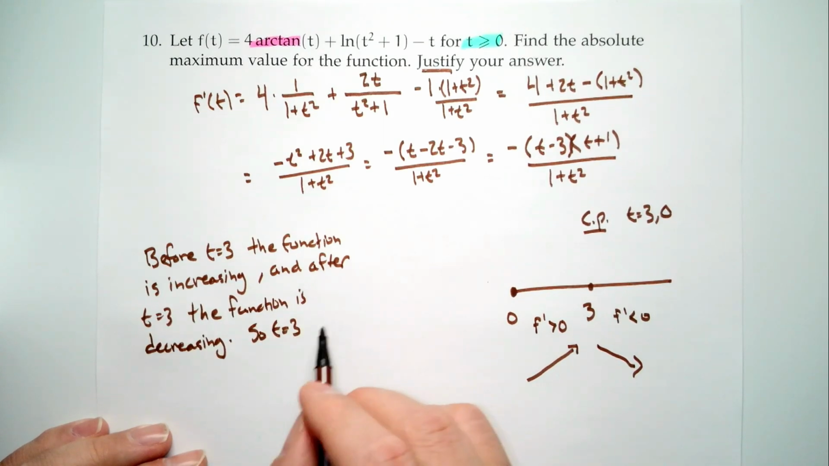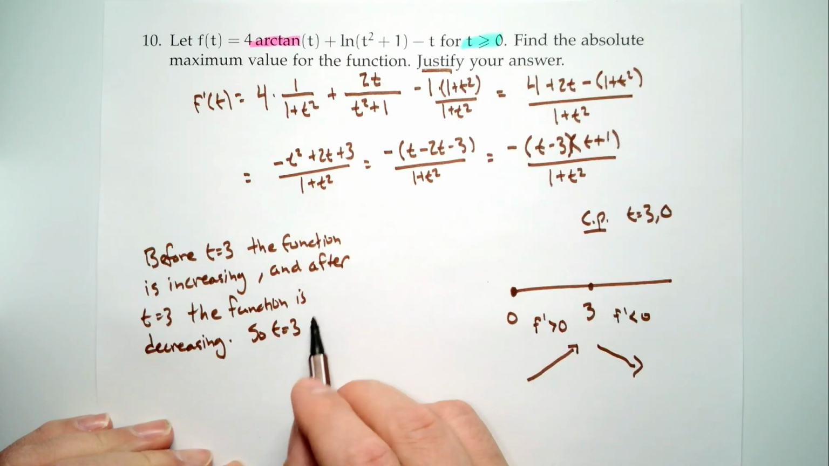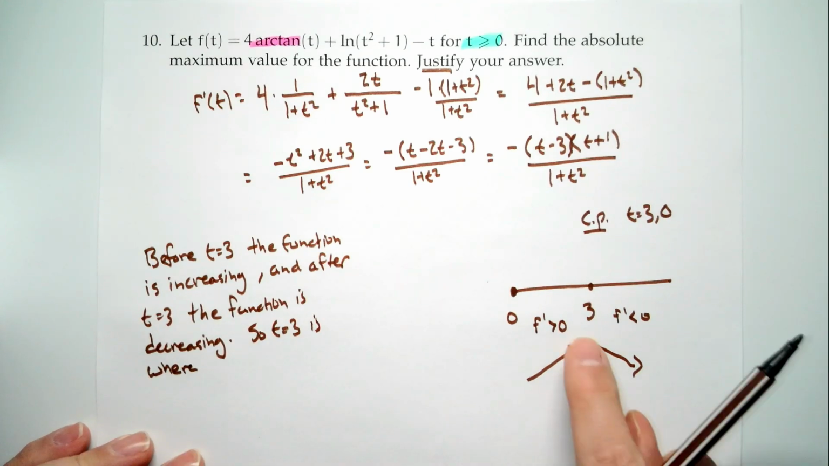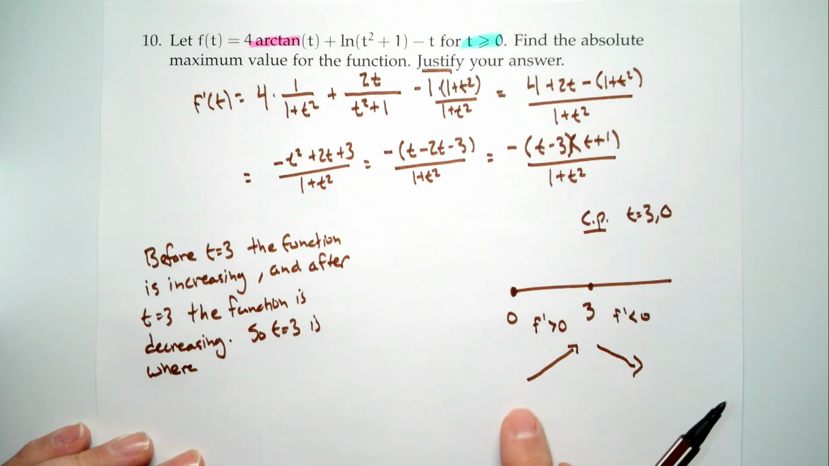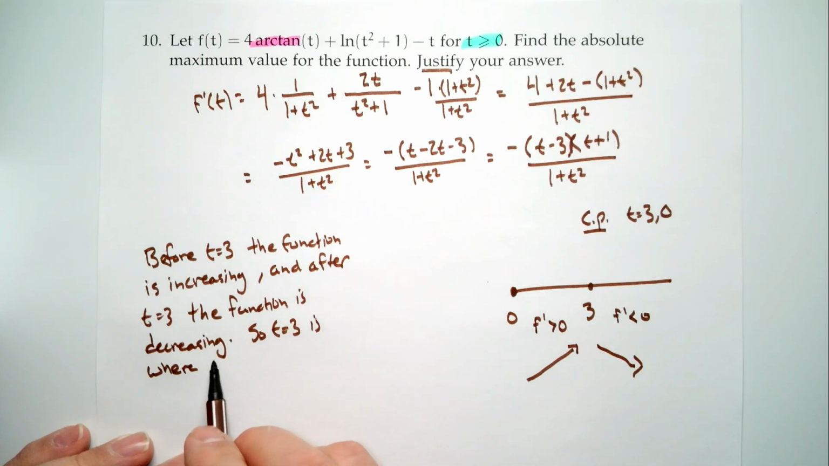So now we say, okay, great. So we now know where it occurs. We can never be bigger than t equals 3, because I can't be bigger to the left because I'm only going up. I can't be bigger from the right because I'm only going down. So t equals 3 is where the absolute max occurs.